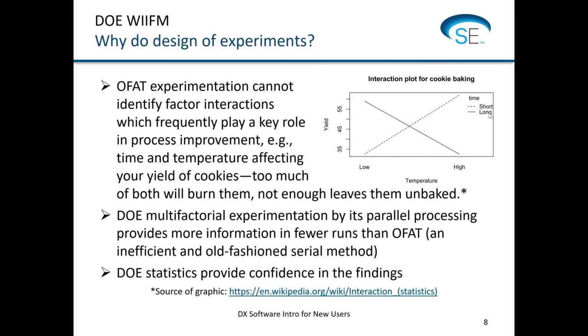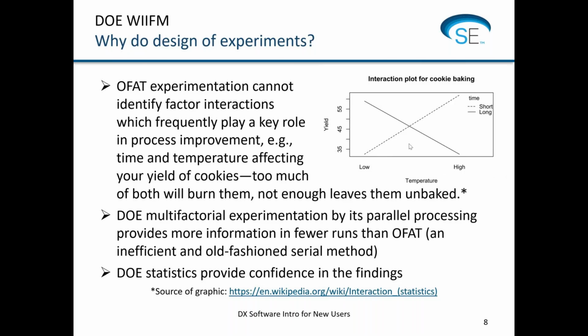But if we have a long cooking time, then we have a different situation. At the low temperature with a long time, we have a high yield. But now as we increase the temperature with a long cooking time, we decrease yield because now we're burning some of the cookies. So that situation is called an interaction, where the impact of one factor, say the cooking time, depends on the set point of the other factor, temperature. One factor at a time experimentation cannot identify interactions, it's just mathematically impossible to do so. So that's why multi-factor testing is so important.